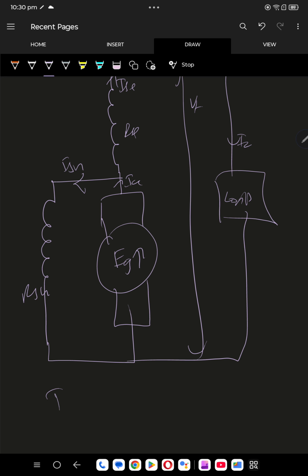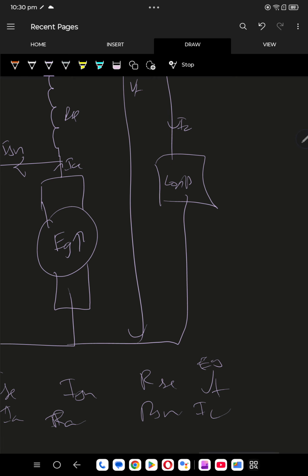So ISC is the series field coil current. ISH, shunt field coil current. RSC, series field coil resistance. RSH, shunt field coil resistance. IA, armature current. RA, armature resistance. VT, terminal voltage. IL, load current. EG, EMF generated across the armature. Done. Now let's look at the current equation.